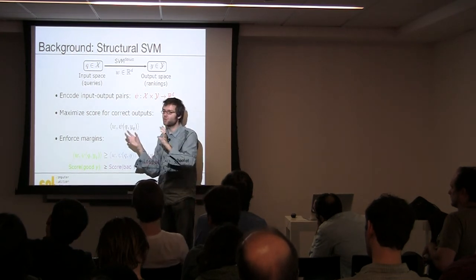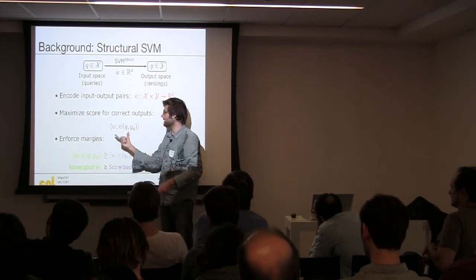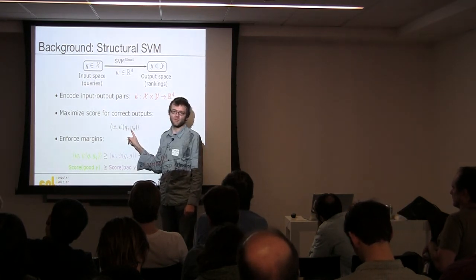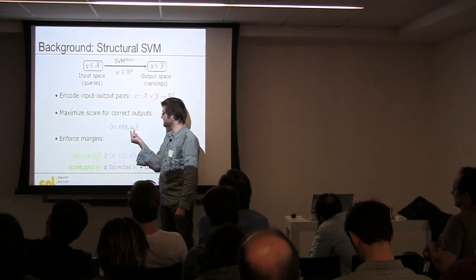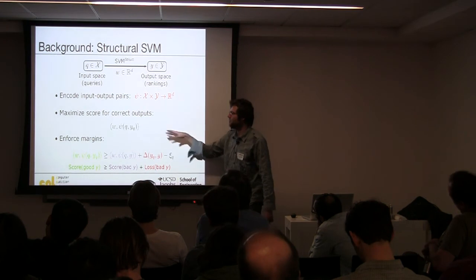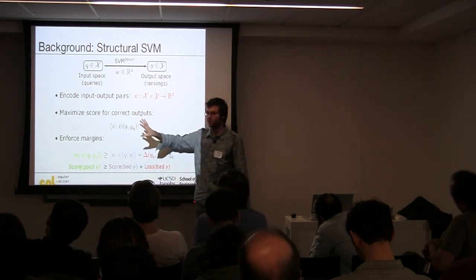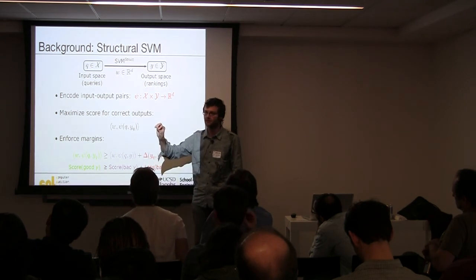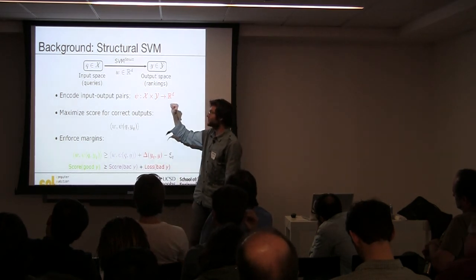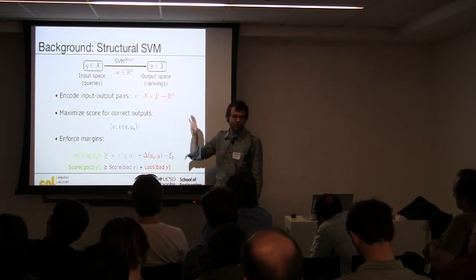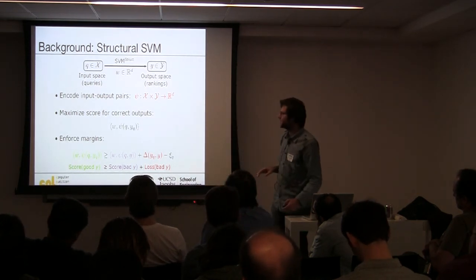So the prediction works a little bit differently. It's not just computing an inner product, it's optimizing an inner product over all possible outputs, which could be a very intensive task, because there are exponentially many. In some cases, there are ways to make that computation a lot more efficient, depending on the choice of this function psi. So that's the first thing. The difference going from SVM to structural SVM is that the prediction mechanism changes. But the optimization problem that we're using is actually fairly similar.